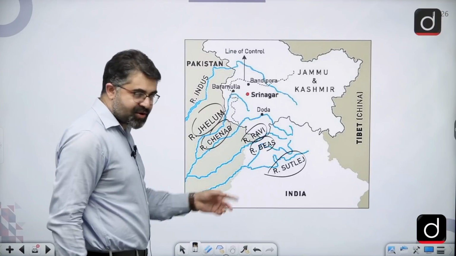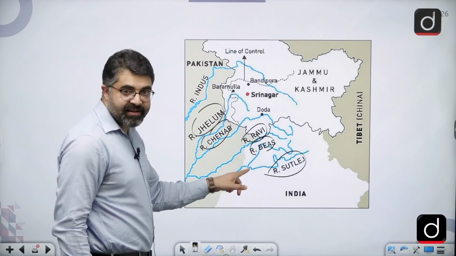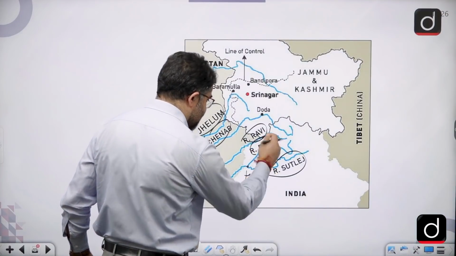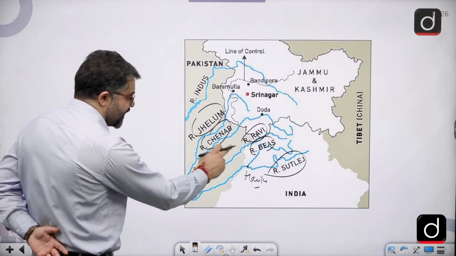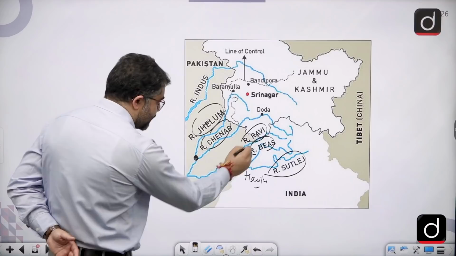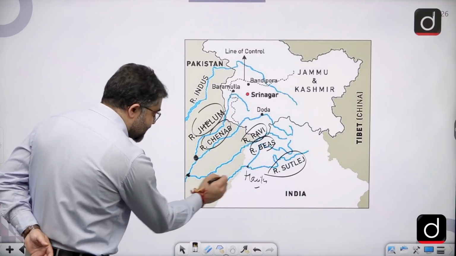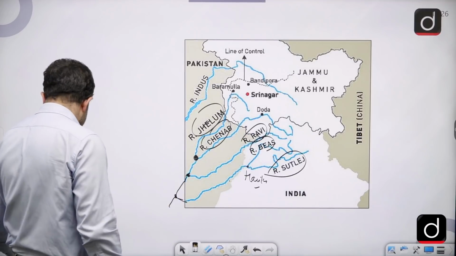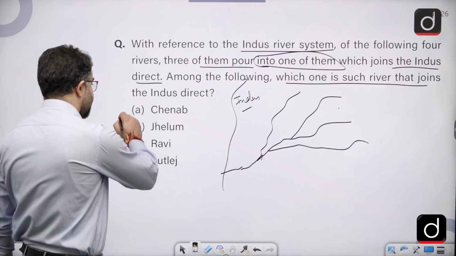Anyways, Beas is not the option. Beas joins Satluj itself. So this is not the option. We have Jhelum, Chenab, Ravi and Satluj. Look at Jhelum. It joins Chenab. Ravi, it joins Chenab. Satluj, it further joins Chenab. So which one is the correct answer? Chenab.